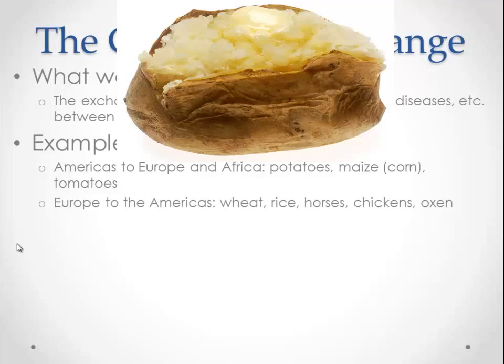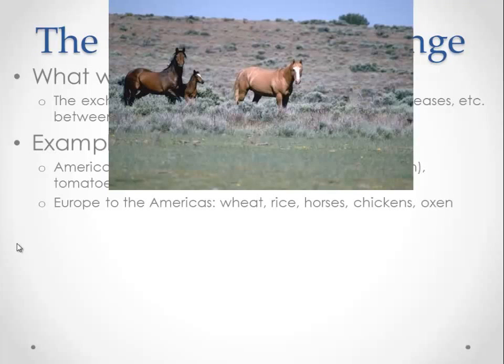Europe to the Americas, some examples of goods that went from there to the Western Hemisphere are wheat, rice, horses, chickens, and oxen. And this is just some of many examples. And the horse had a huge impact on Native American life, especially in the Great Plains and the Great Basin. And there are horses. I've only ever ridden a horse once, maybe later in my life. I don't know.